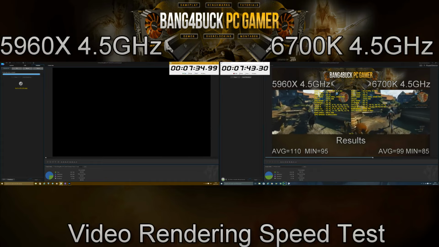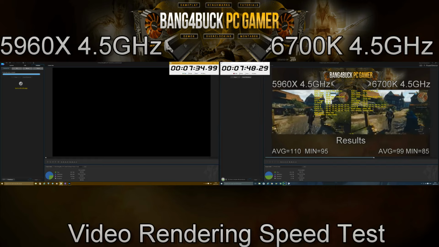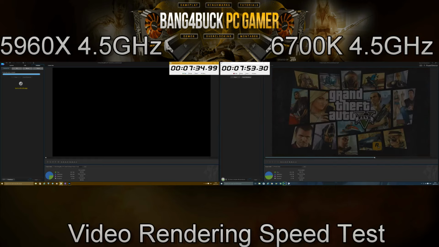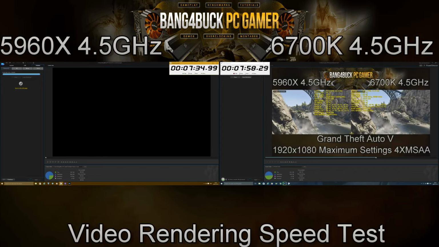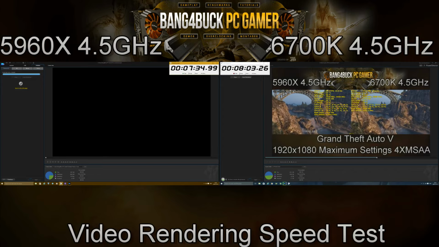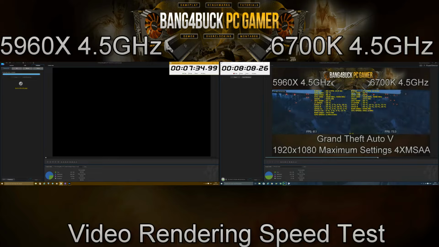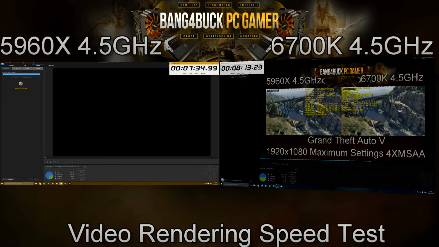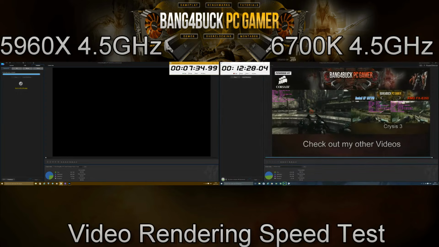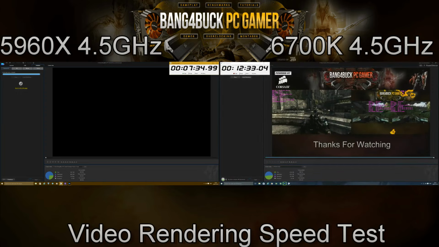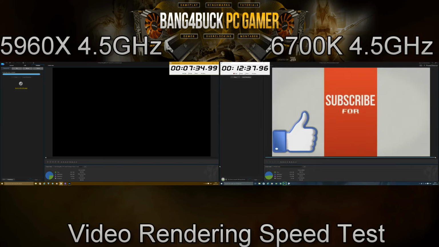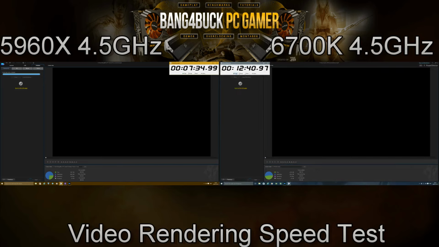So as you can see, the 5960X showing its muscle with its 8 cores and 16 threads, and it's finished at a total of 7 minutes 34 seconds. Now even though I've sped up both videos for the interest of time, I'm going to have to speed up to the end of this so you can see the conclusion. And as you can see, the 6700K at 4.5 GHz finished at 12 minutes 40 seconds. So for an 8 minute and 40-second video, it's made a difference of 5 minutes in rendering time.